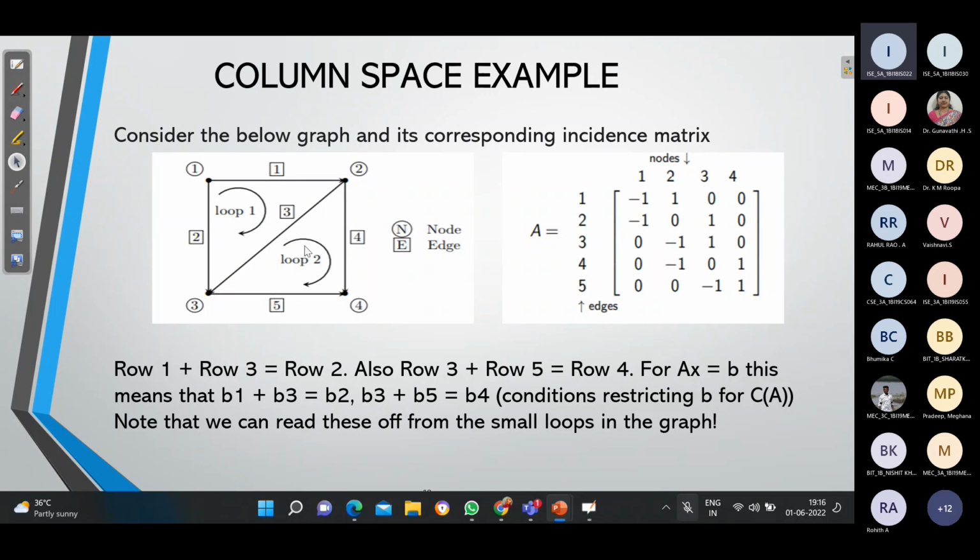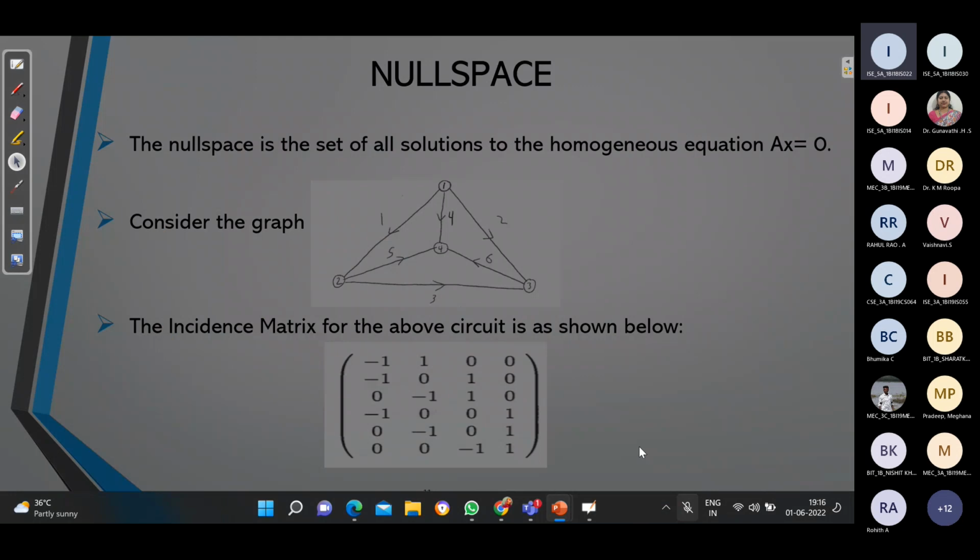After segregating into smaller loops, we get another diagram that's on the next page.